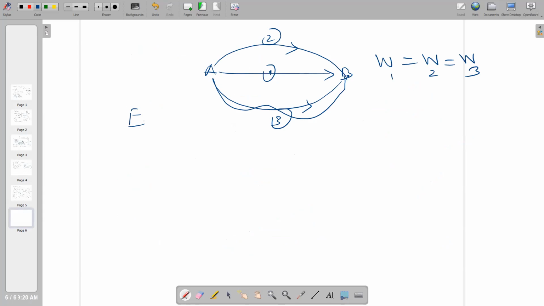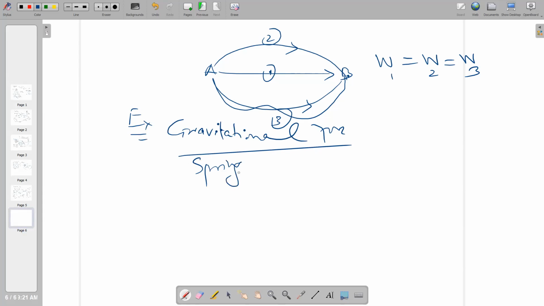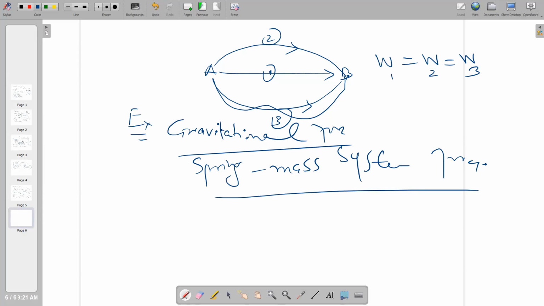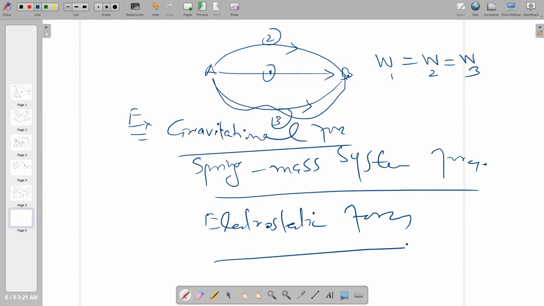The examples of conservative forces are gravitational force, spring mass system forces, meaning the spring force, and electrostatic force. This is also conservative. But in this chapter, we will normally discuss the gravitational force and the spring force.